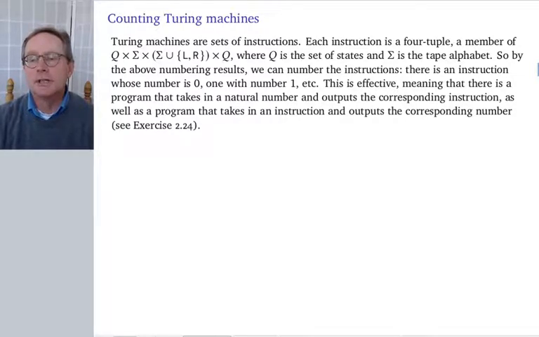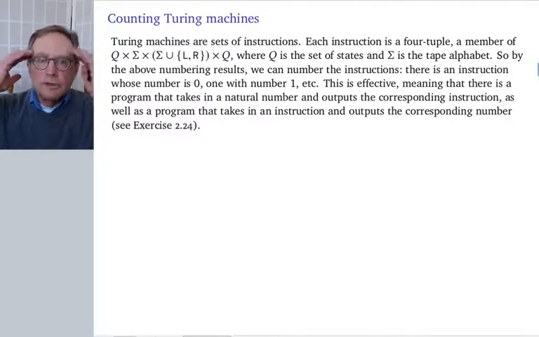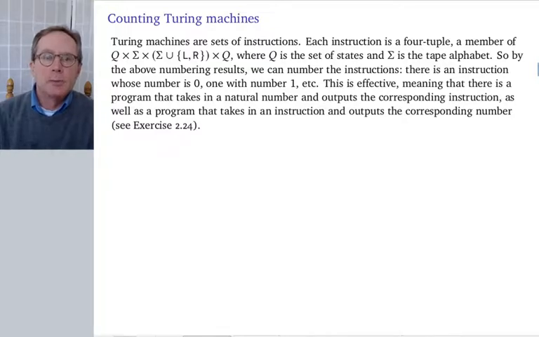So Turing machines are sets of instructions. Each instruction is a 4-tuple. So by the above numbering result, we can number all the instructions. I could say to you, I'm thinking of instruction 4208, and you could take out a pencil and do the pairing function and the unpairing function and do a calculation there with x plus 1 and say, oh yes, I see it now. It's Q5, comma, you could figure it out.